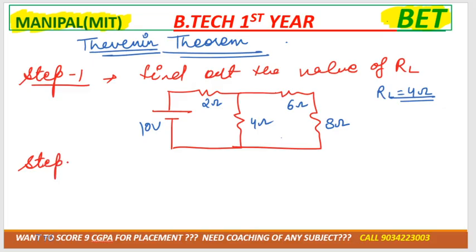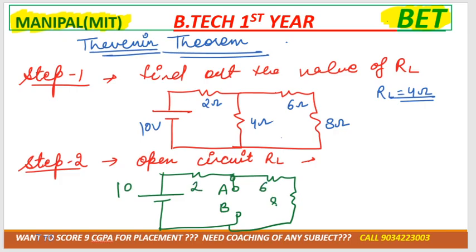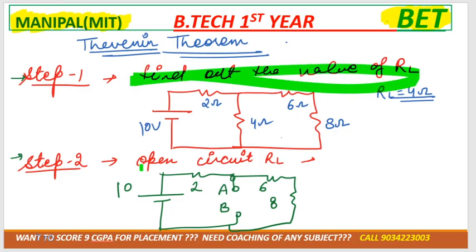After that we have step number 2, that is open circuit RL. Whatever is RL, open circuit it like this. It means we need to completely remove that RL. Always mark the A and B terminals over there. Again 10 volt, 2 ohm, 6 ohm, 8 ohm. Any doubt up to these two steps? First step, we have to get the RL. Second step, we need to open circuit RL.